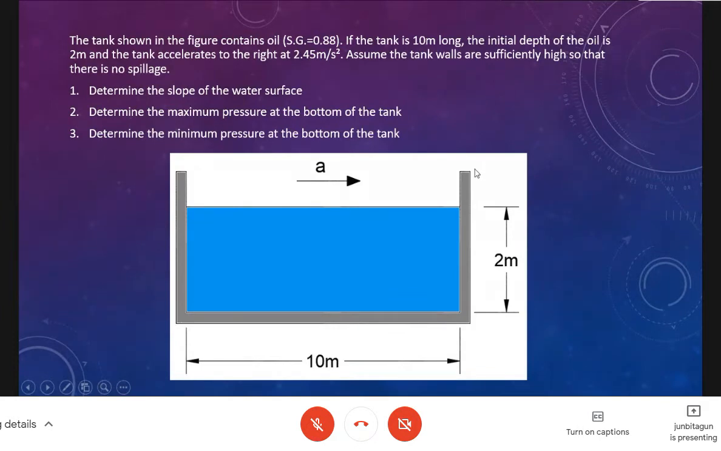Why? If there's no such information about the total height of the container, then how can we assume that the water would go out or flow out of this container while it moves, right? So in this case, I think no water is spilled.